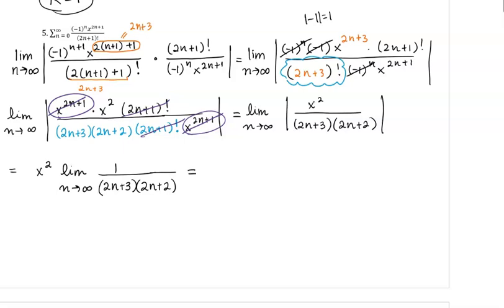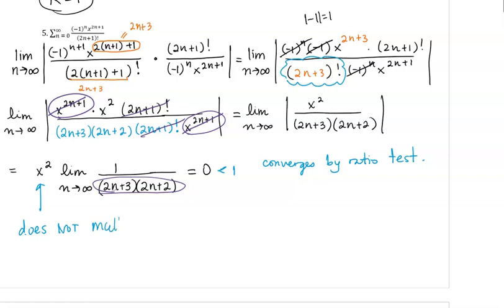So this limit goes to 0. Well, we know that limit goes to 0 because the degree of the denominator is bigger. So the bottom goes to infinity, which takes the whole thing to 0. So we know that this limit goes to 0, and 0 is less than 1. So the ratio test tells us that this series converges. And it converged for any x. It does not matter what x is. No matter what x is, this limit is going to go to 0.